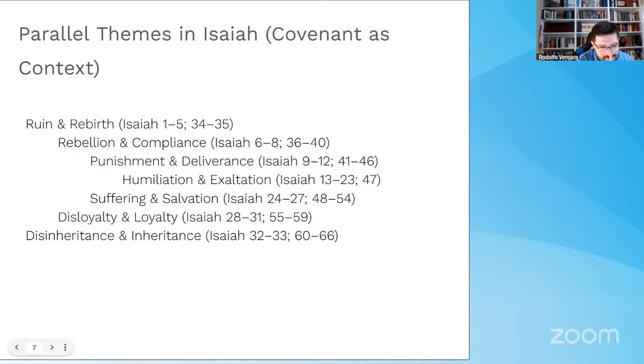It's not necessarily complicated, more than sophisticated. That is its beauty, and when you start seeing it, it's very hard to unsee it. One thing that all of these different parallel themes share is that they are in the context of covenant. The Lord is going to fulfill his covenant, and then it's up to the people where they want to end.